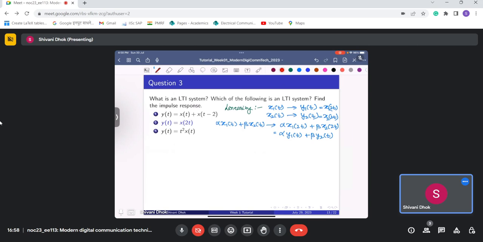Again, a linear input is leading to a linear output, which means that this is a linear system. The next part is checking time invariance.